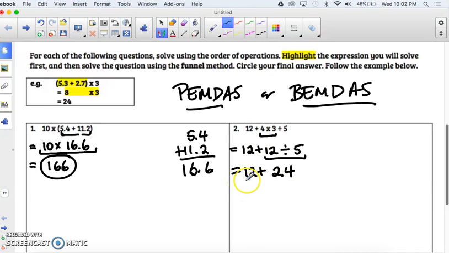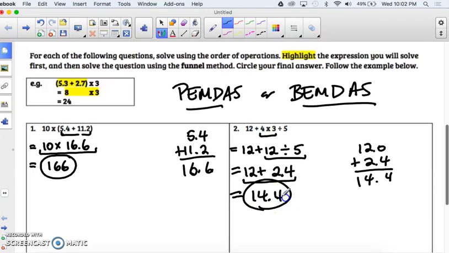Now, what you have here is 12 plus 2.4. Obviously, that's the last part of the equation that you're going to solve. You've got 12 plus 2.4, and your final answer becomes 14 and 4/10. I'm just going to double check that. 12 plus 2.4. Any work you can do off to the side, and that's 14 and 4/10. And you circle your final answer there.